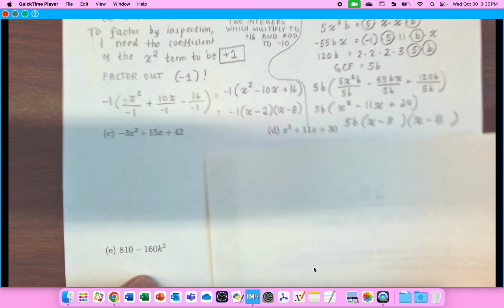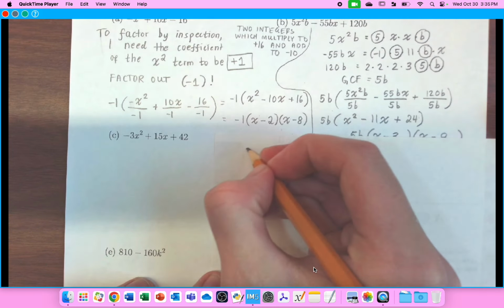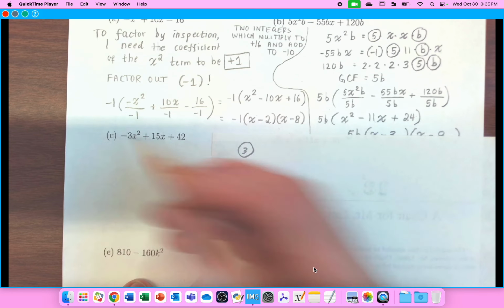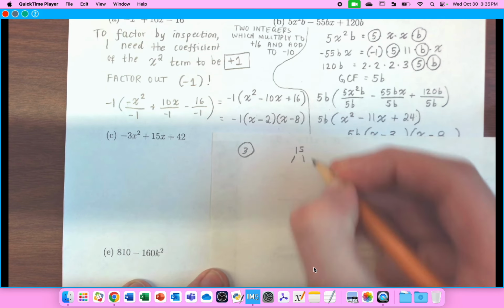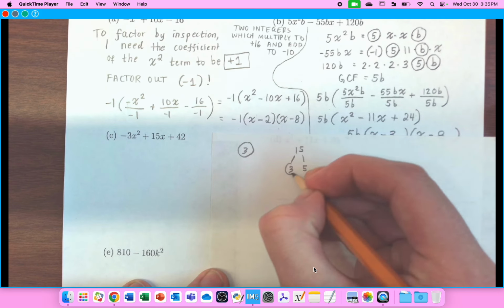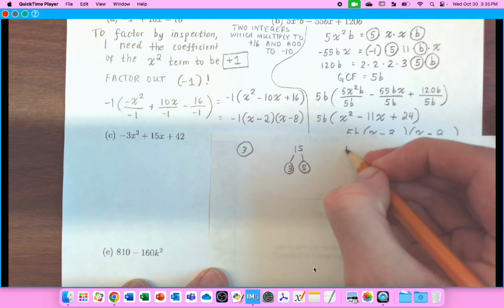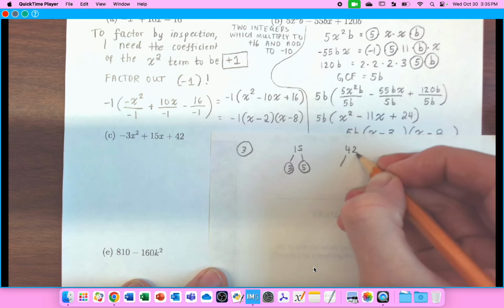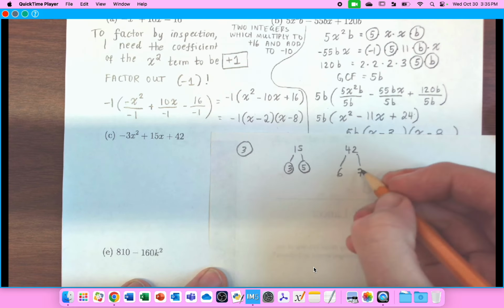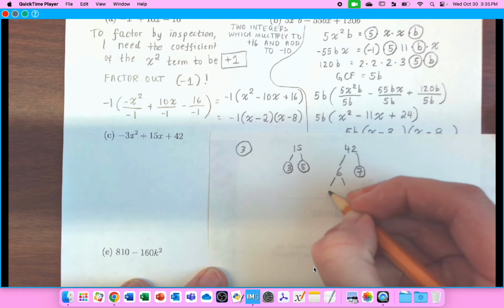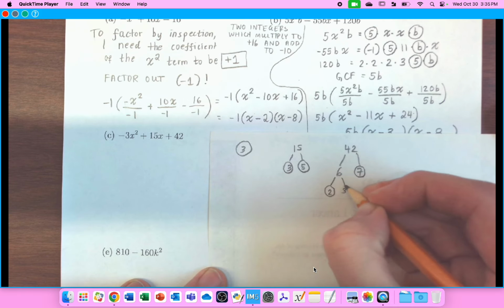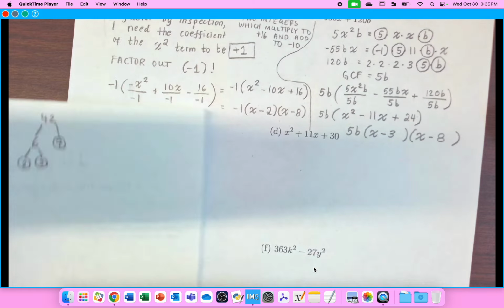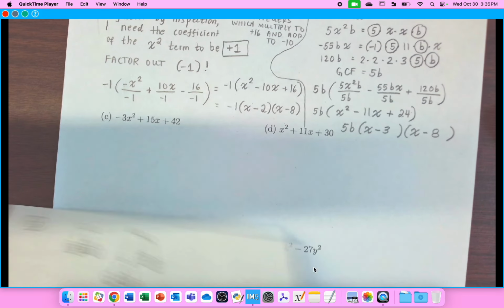I'm just going to show my little factor trees again. 3 is prime, so we're good. 15 is 3 times 5. 42 is 6 times 7. 7 is prime. 6 is 2 times 3. Okay, so let me take all these little guys.